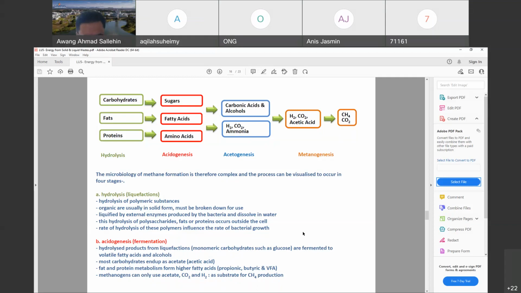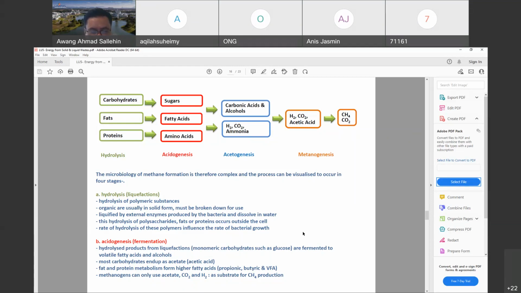The hydrolysis, which is referred to as liquefaction, where it hydrolyzes all those macromolecules, the polymeric substances. All these organics in the form of solids will be broken down to smaller sizes to ease the process of biodegradation. And then it is mixed and liquefied with external enzymes produced by the microbes and dissolved in water.